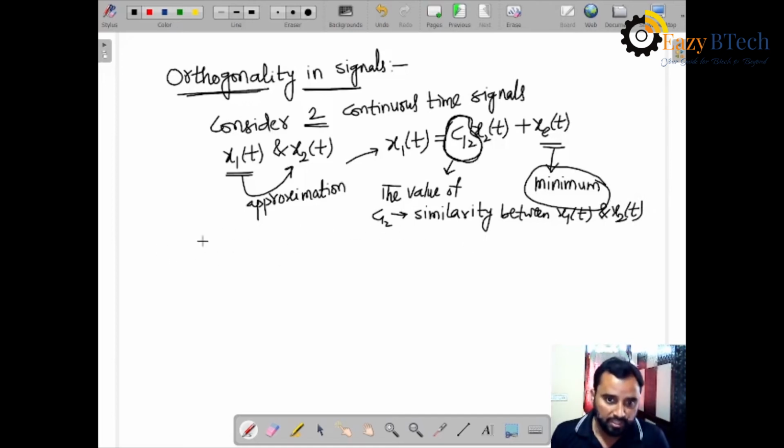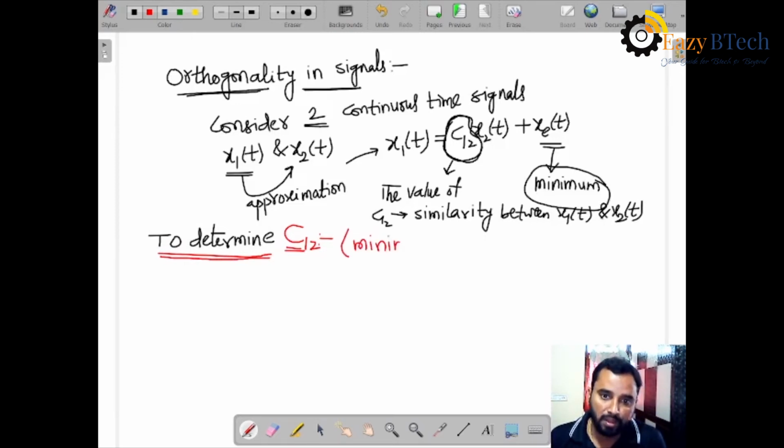So now the point is determination of C12. How to determine C12? What is the formula of C12 to determine C12? How to do C12 with minimum error? Please remember, minimum error. So simple it is.